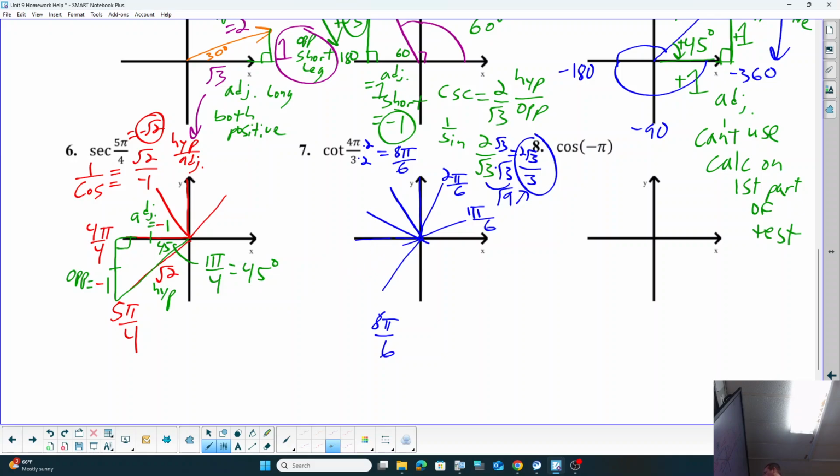So that's going to be a right triangle. So if you go one more, this would be 9 pi over 6. That means this would be 1 pi over 6, or 30 degrees. And if that's 30 degrees, that means this is 60 degrees. So then we have the opposite side, the adjacent, and the hypotenuse. This is the long leg, and the long leg is always radical 3. But it's negative radical 3 because we're going down.